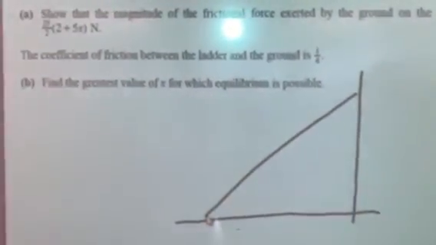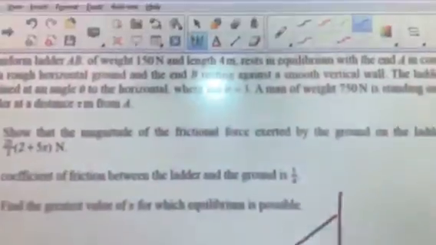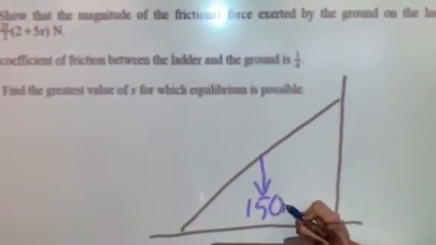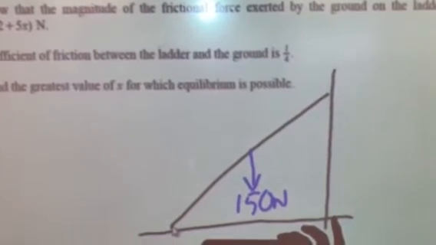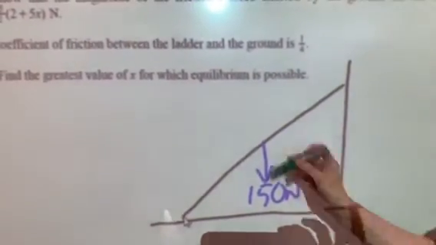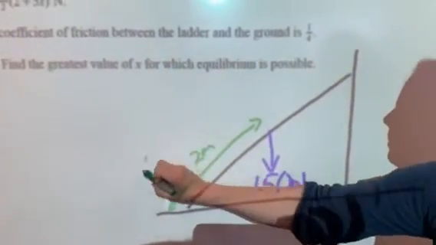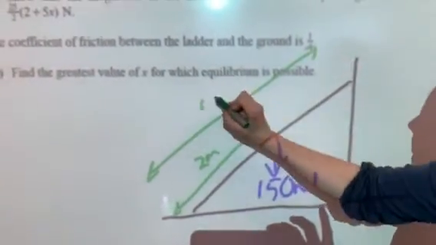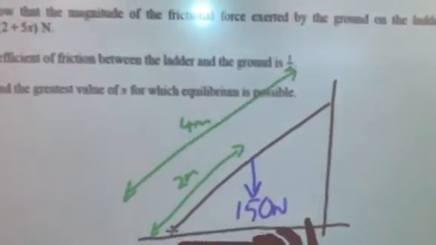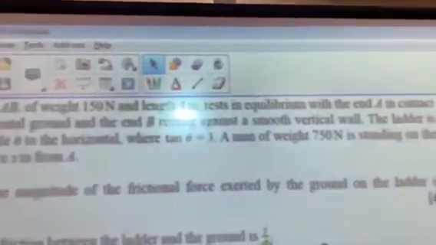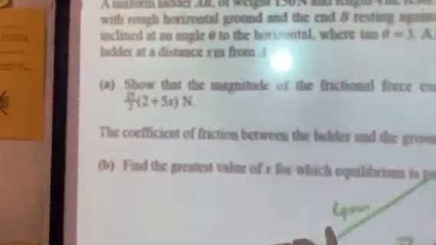Okay, and I know that my ladder has got weight 150. Okay, that's acting in the middle. Okay, the total length is 4 meters, so I know that this length will be 2 meters. Okay, right. Rest in equilibrium, so it's not moving, with the end A in contact with a rough floor. So I've got a rough floor. If I've got a rough floor, I've got the word rough, I need to think about friction.